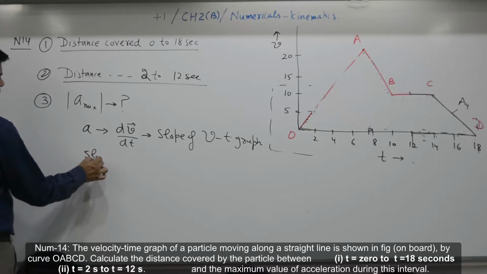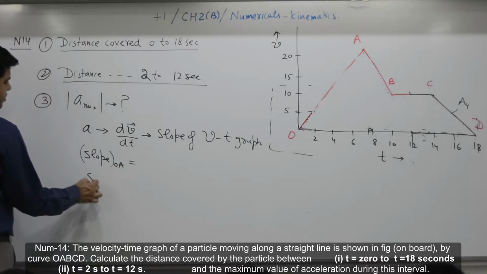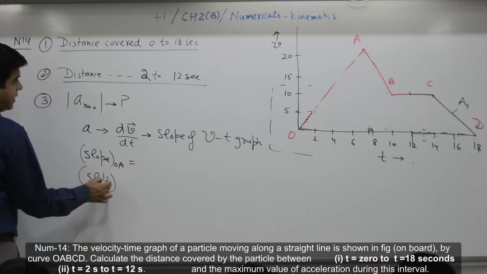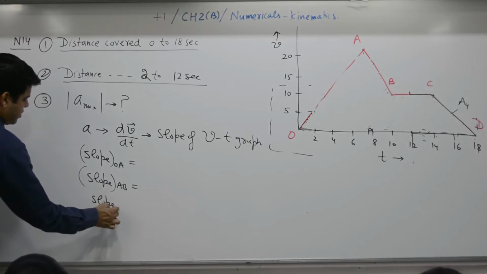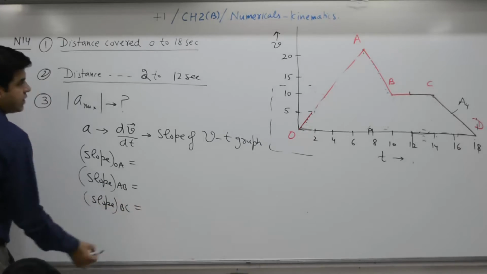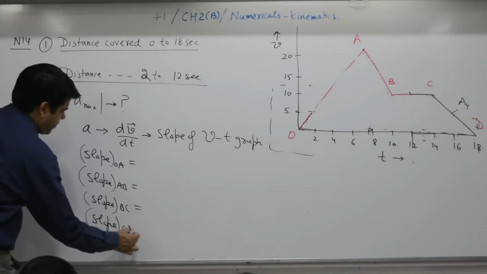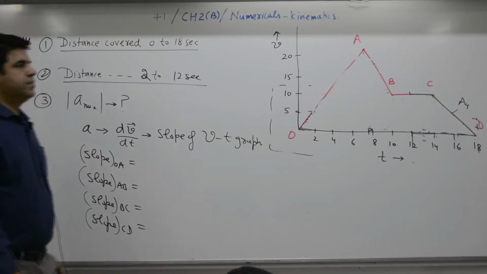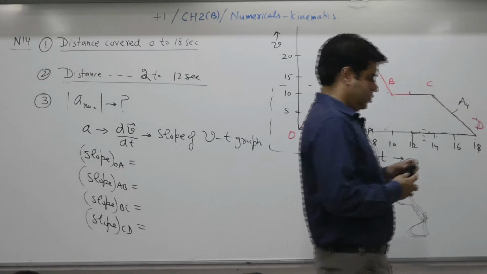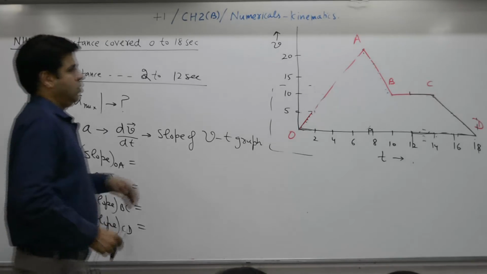Slope in part O to A. Slope in part A to B. Slope in part B to C. And slope in part C to D. Find slope in each case. Two minutes. Change in velocity by change in time.